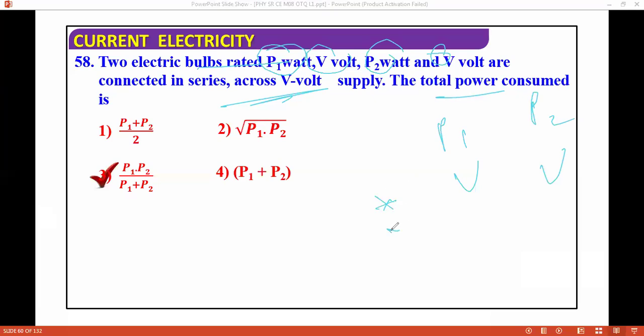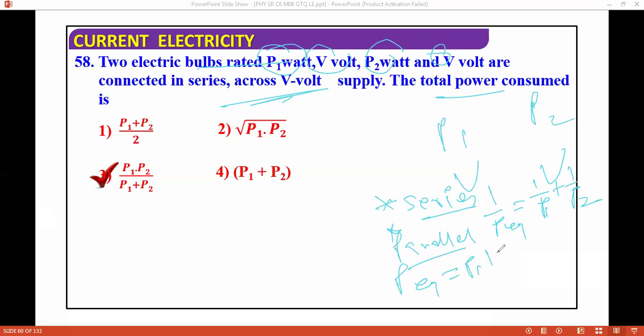If you know these tricks, you can do all this question in seconds. When I'm talking about series, power is what? 1 by P equivalent is 1 by P1 plus 1 by P2. And when we're talking about parallel combination, P equivalent is what? P1 plus P2.